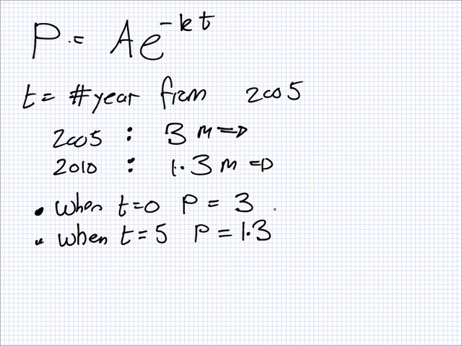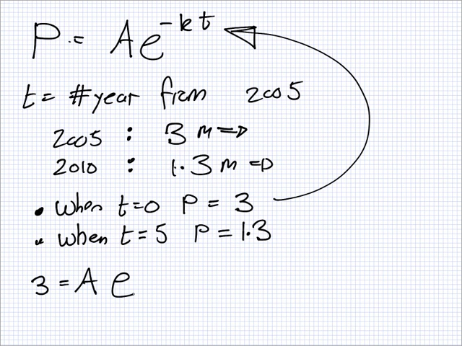Now we sub each of these back in. Let's do the first one. P is 3, A we don't know, E we know is on our calculator, K we don't know, and T is 0. Now what's K times 0? 0. And E power 0? Be careful, you can check it on your calculator. 1. So that's 1. 1 times A? A. So therefore, 3 equals A. Exactly. So we have the A.